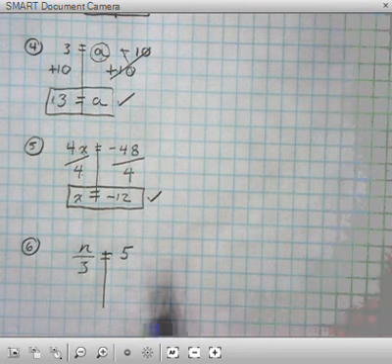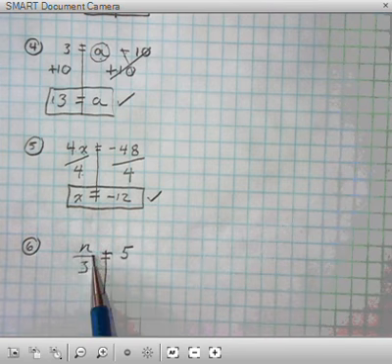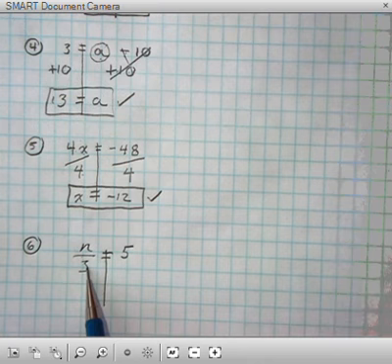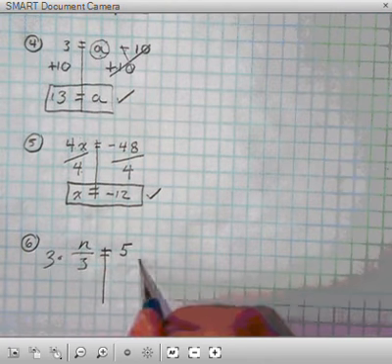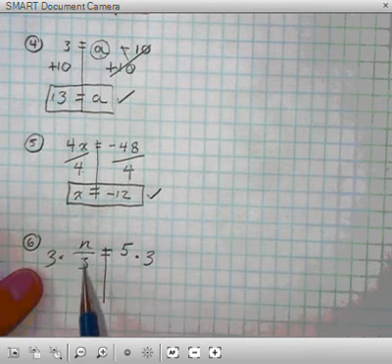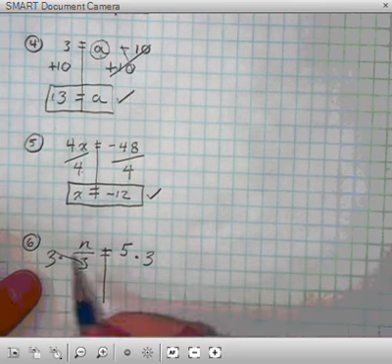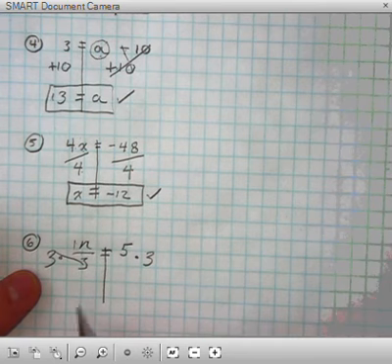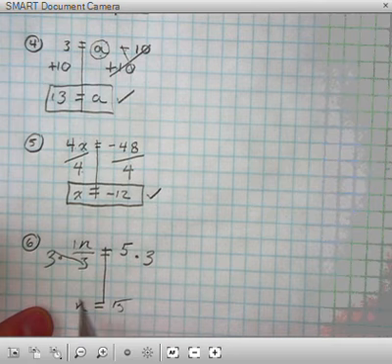Subtract 3? Well, remember, I have to do the inverse, which is the opposite. So this is n divided by 3. So what's the opposite of divided by 3? Multiply. So I'm going to multiply by 3. And when I do that, 3 times 1/3, because it's 1 over 3, gives me 1n, which equals 3 times 5, which gives me 15.